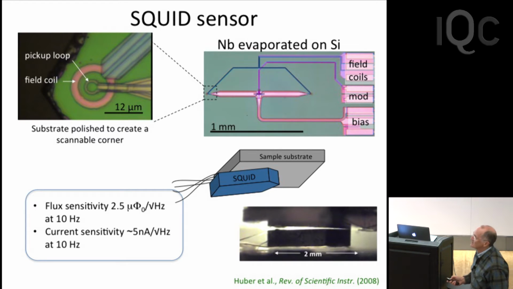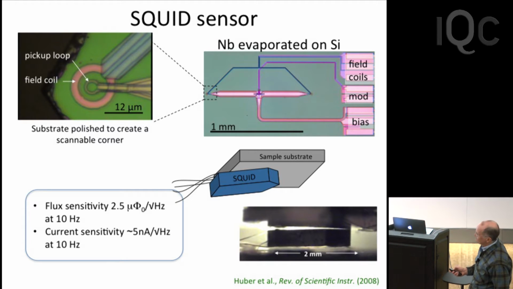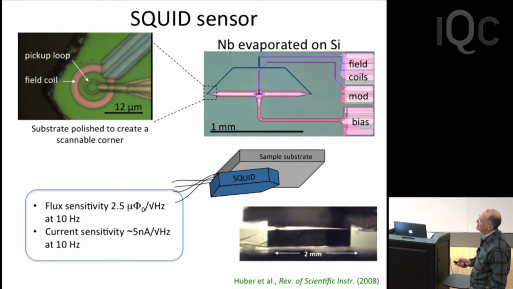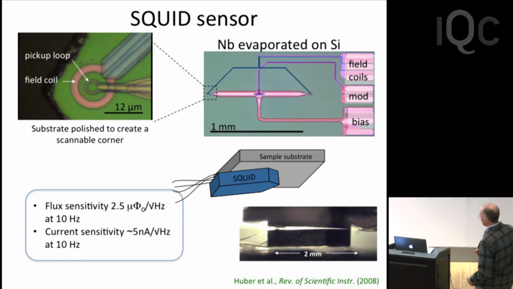The devices we use have a flux sensitivity of about 2 micro-phi-naught per root hertz. At 10 hertz, there is some 1/f noise. This corresponds to a current sensitivity of about 5 nanoamps per root hertz. So we can spatially resolve a current of about a few nanoamps with a spatial resolution of a few microns.